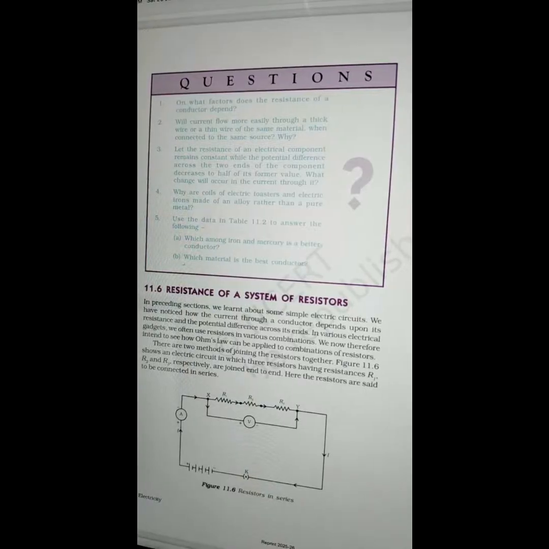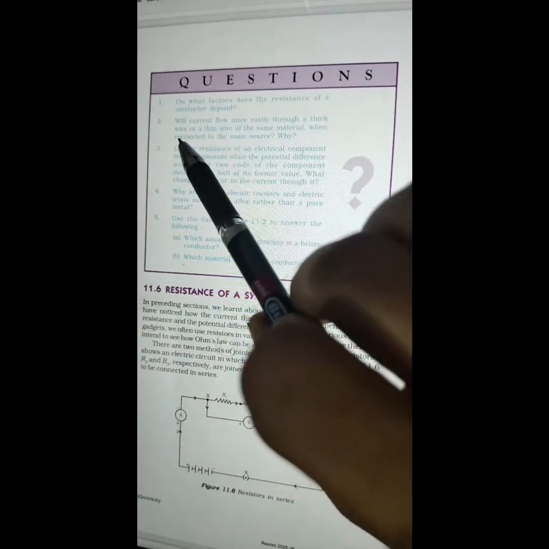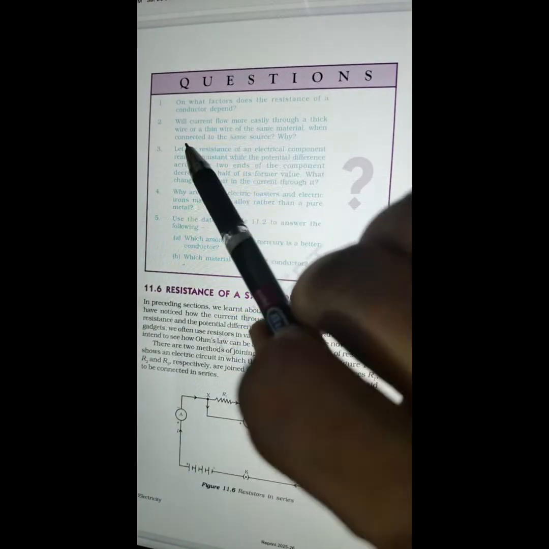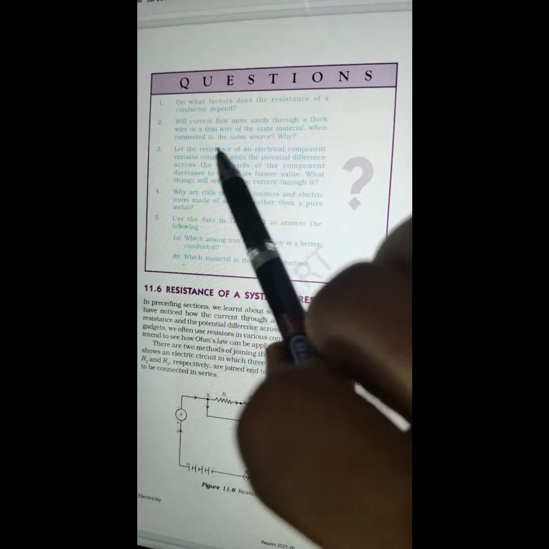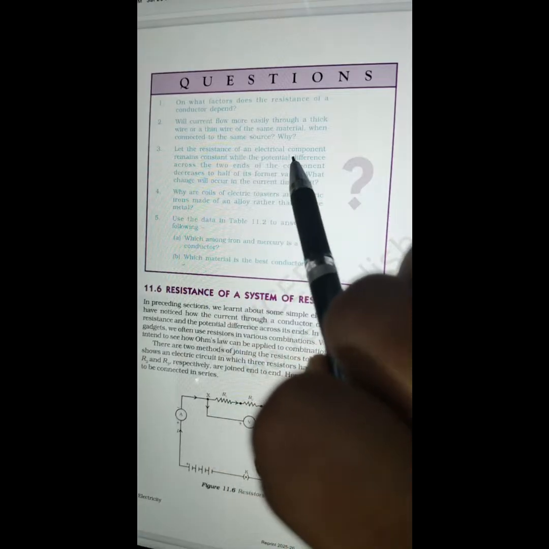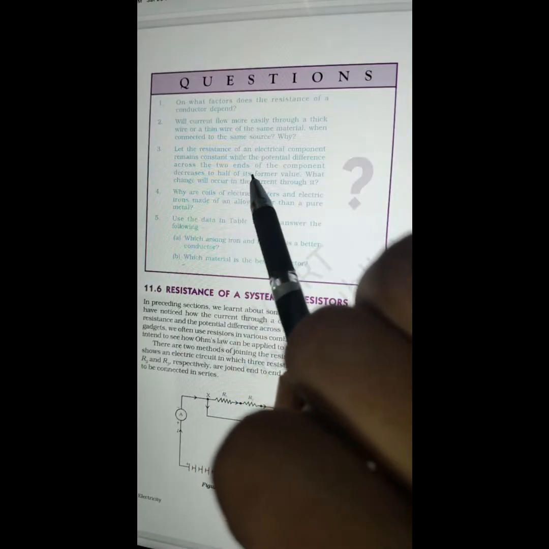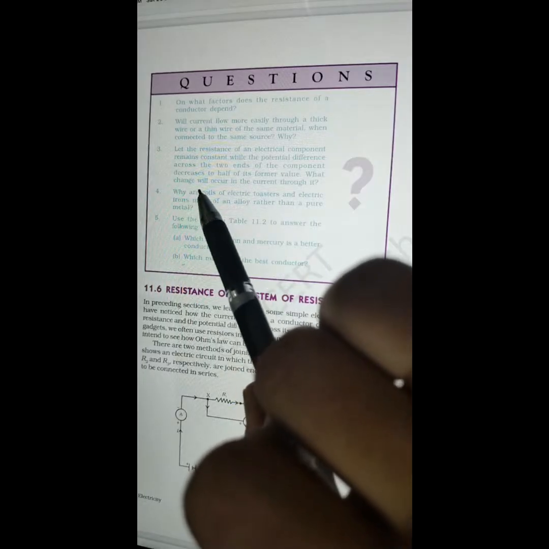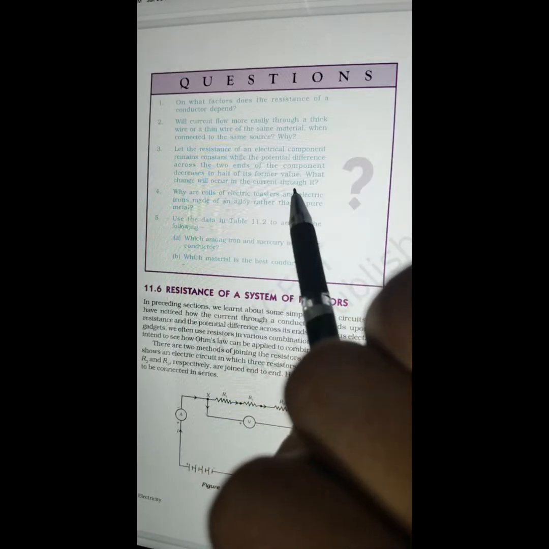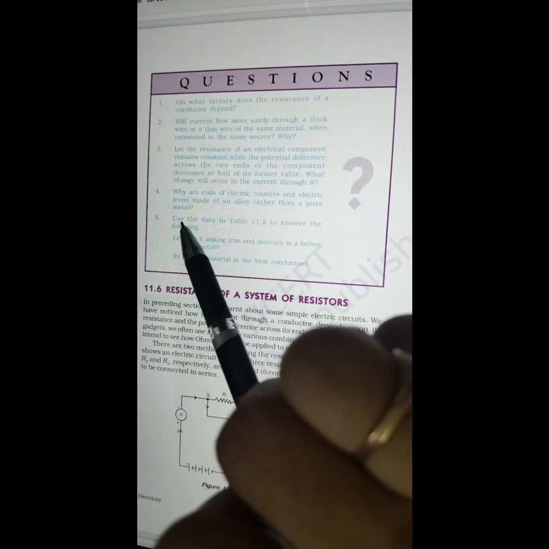Now we have in-text questions. One, on what factors does the resistance of a conductor depend? Two, will current flow more easily through a thick wire or a thin wire of the same material when connected to the same source? Why? Three, let the resistance of an electric component remain constant while the potential difference across the two ends of the component decreases to half of its former value. What change will occur in the current through it? Four, why are coils of electric toasters and electric irons made of an alloy rather than a pure metal?